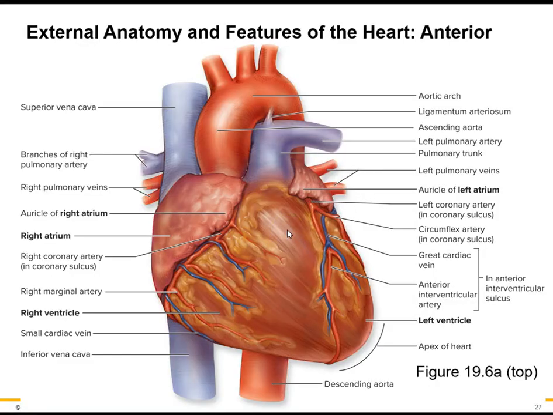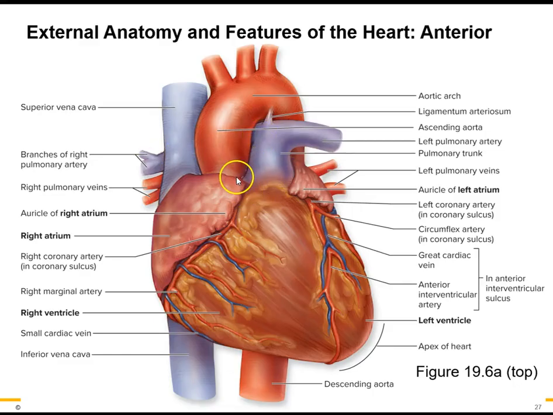Okay, so here is the anterior view of the superficial features of the heart. So you can see, starting here with the right atrium, and then the right auricle here. This is the right ventricle. You can see part of the left ventricle here, and the left auricle here. Here's the pulmonary trunk, and it's going to divide into left pulmonary artery and right pulmonary artery.